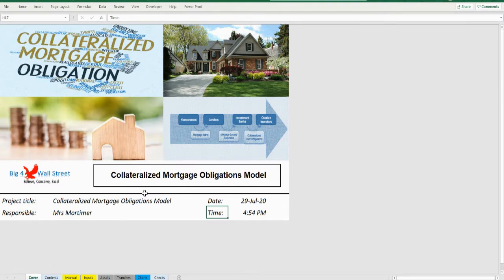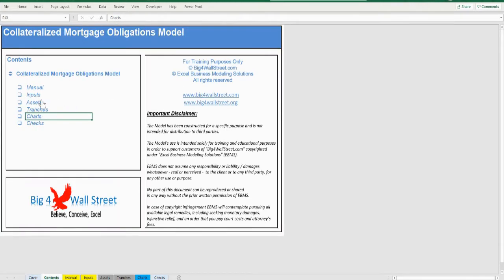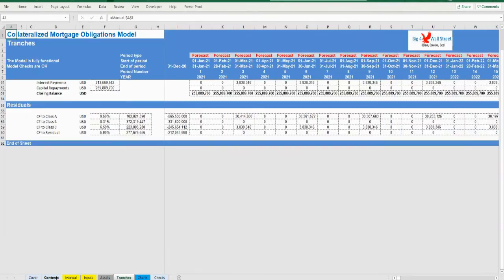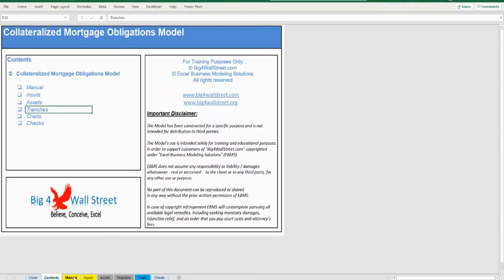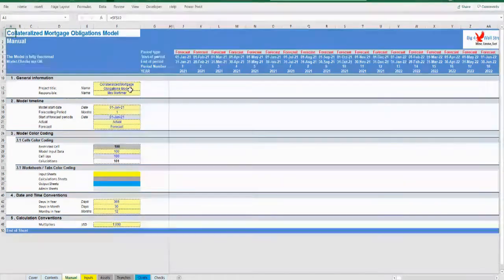So, a quick overview of the model. In the Contents tab you can see the structure of the model, and by clicking on any of the headlines you are redirected to the relevant worksheet. On the Manual tab you can feed the general information for the model, such as model name, responsible, timeline of the model, and date and currency conventions. Additionally, there is a description of the color coding of the model in the same tab.